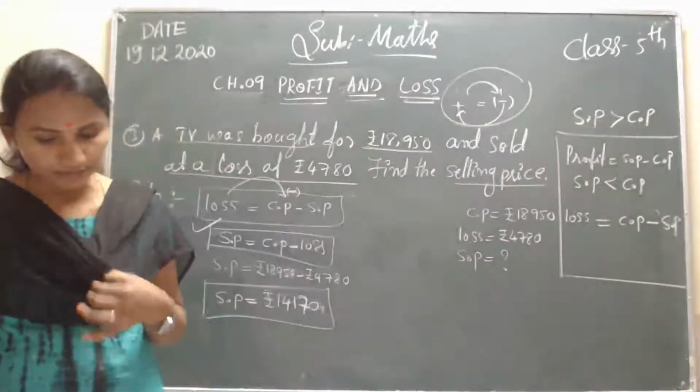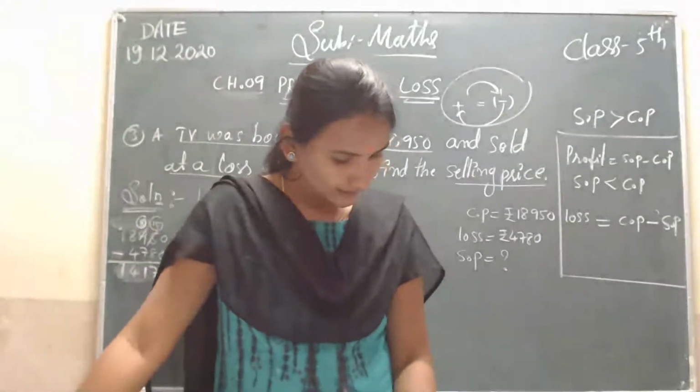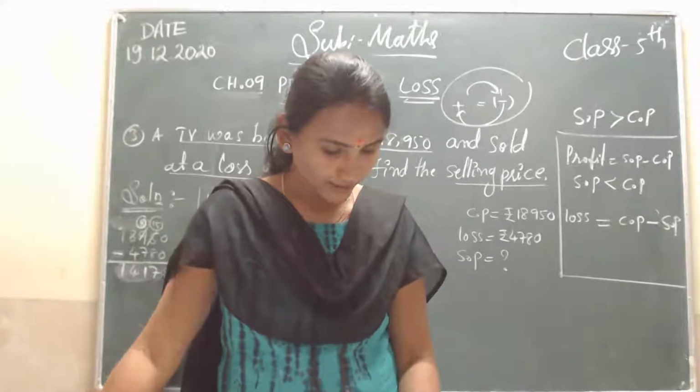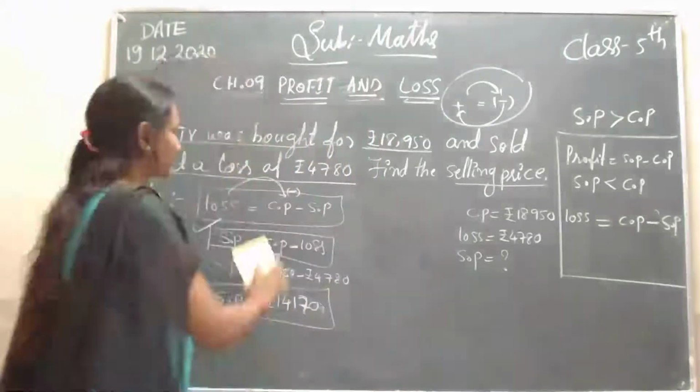Okay, so next question. Question 5 and 4 are very easy. Can you see question 6? Question 6 is a bit different.